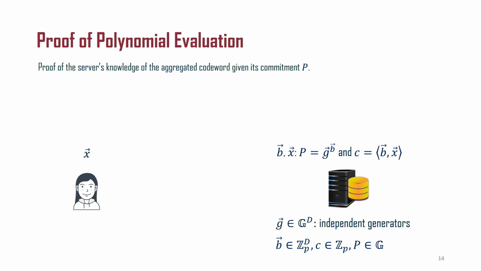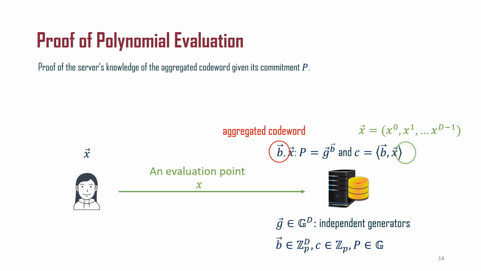The idea of using verifiable computation techniques to create a proof of the server's knowledge about the aggregated code word given its commitment P is as follows. We let the client send an evaluation point X to the server. Then the server uses the two mentioned techniques, inner product argument in Bulletproofs and KZG, to create a proof that it knows the aggregated code word, satisfying the given commitment P as a dot product between the aggregated code word and vector X, which is a power series from the value X here. Then the server sends the proof back to the client for verification.